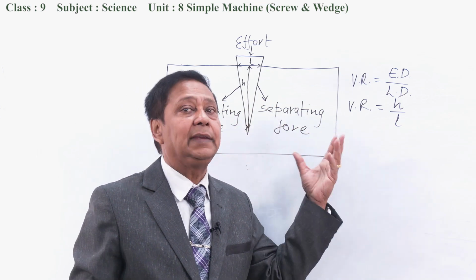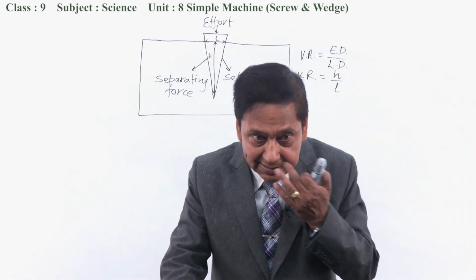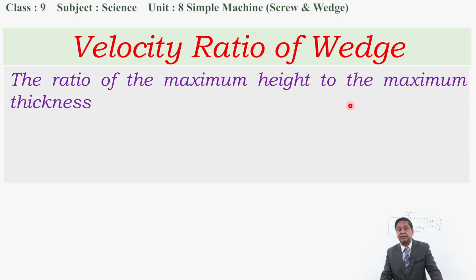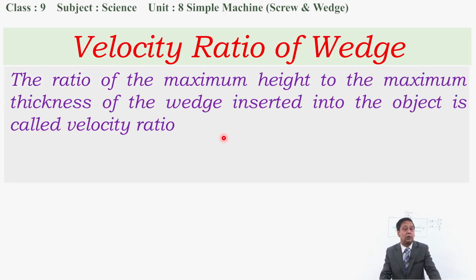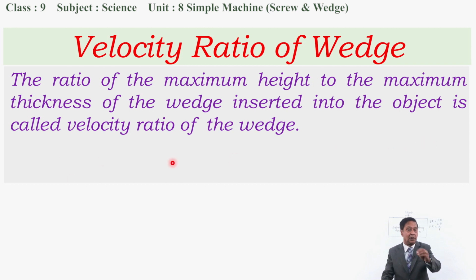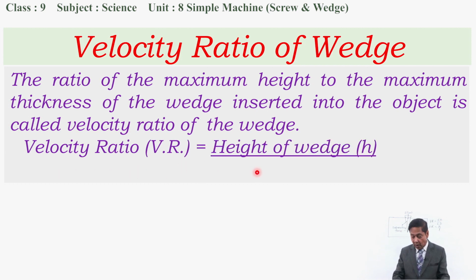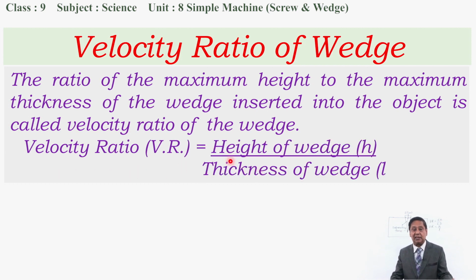Now I want to define the velocity ratio. Velocity ratio can be defined this way: the ratio of the maximum height to the maximum thickness of the wedge inserted into the object is called the velocity ratio of the wedge, and its formula can be written as velocity ratio Vr is equal to the height of the wedge denoted by h and the thickness of the wedge denoted by L. Okay, now looking at all this, what sort of advantages can be taken from this wedge?